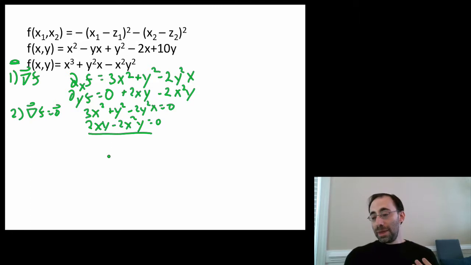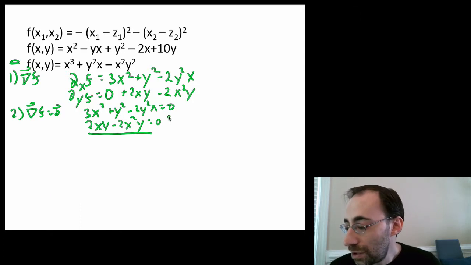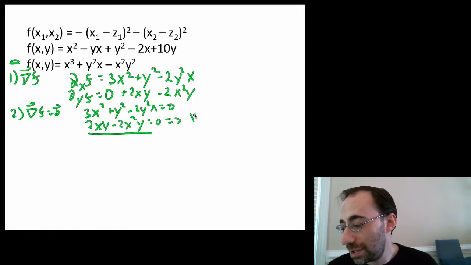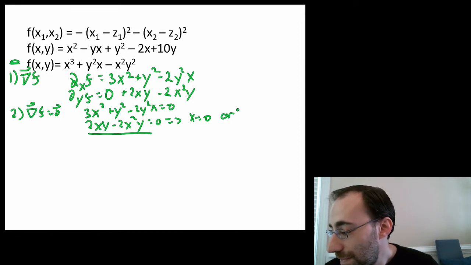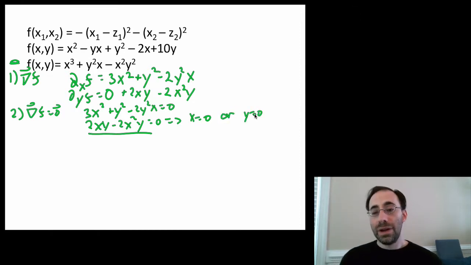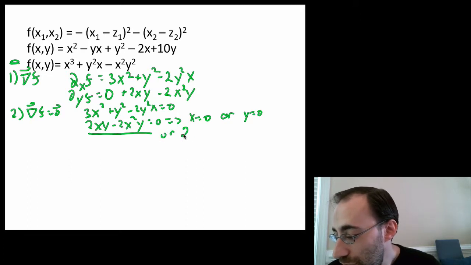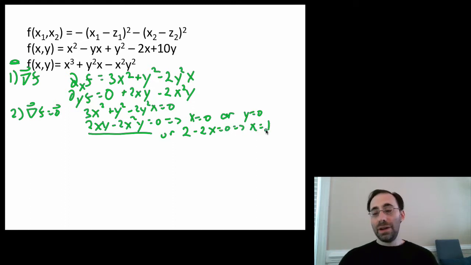Okay, well, first note, there's an x in both terms. So if x is equal to 0, that equation is solved. So one possible solution from this equation is x equals 0. Similarly, if y equals 0, since y is in both terms, then the equation also equals 0. So y could equal 0. If neither x nor y equals 0, you can divide through by x and xy, and you end up with 2 minus 2x equals 0, or x equals 1. So we have three possible ways of solving the second one. Either x is 0, y is 0, or x equals 1.